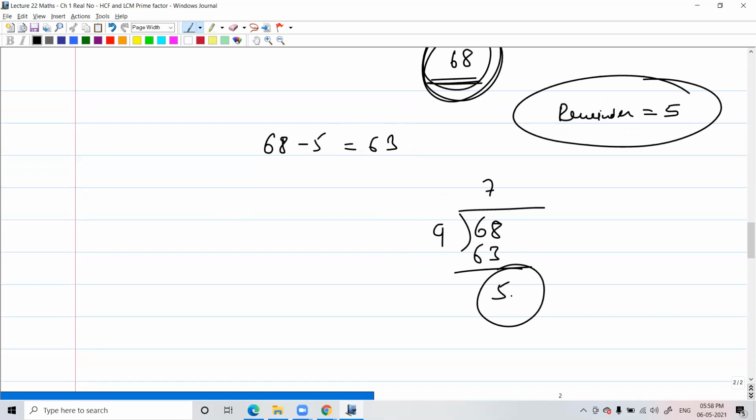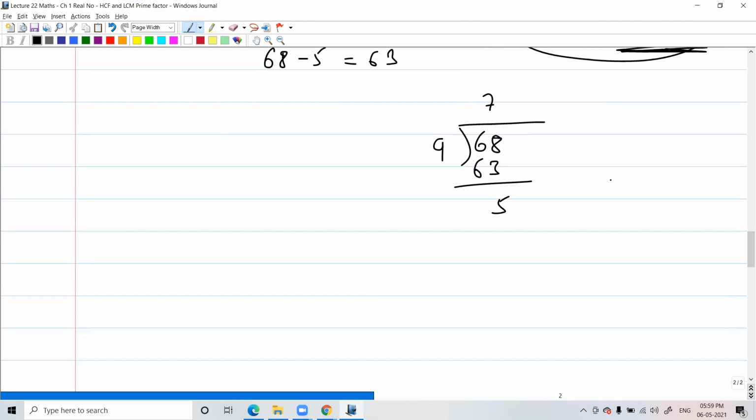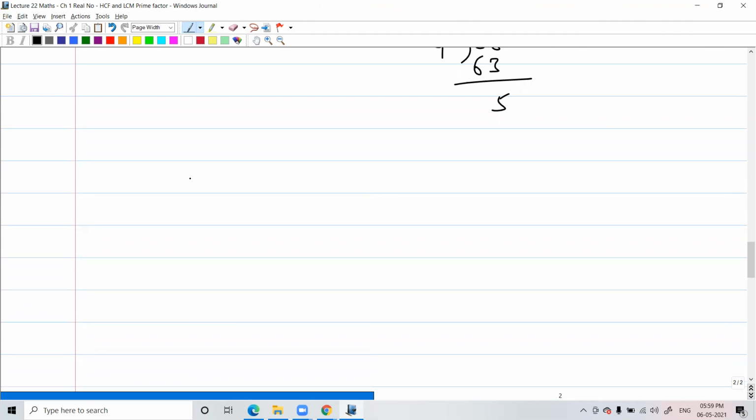So by now you should believe that whatever sir is telling is correct. If we want to have a remainder 5, we have to subtract 5. But why do we have to do that? So let me give you the logic for that also. You know the division algorithm, right? Dividend is equal to divisor into quotient plus the remainder.